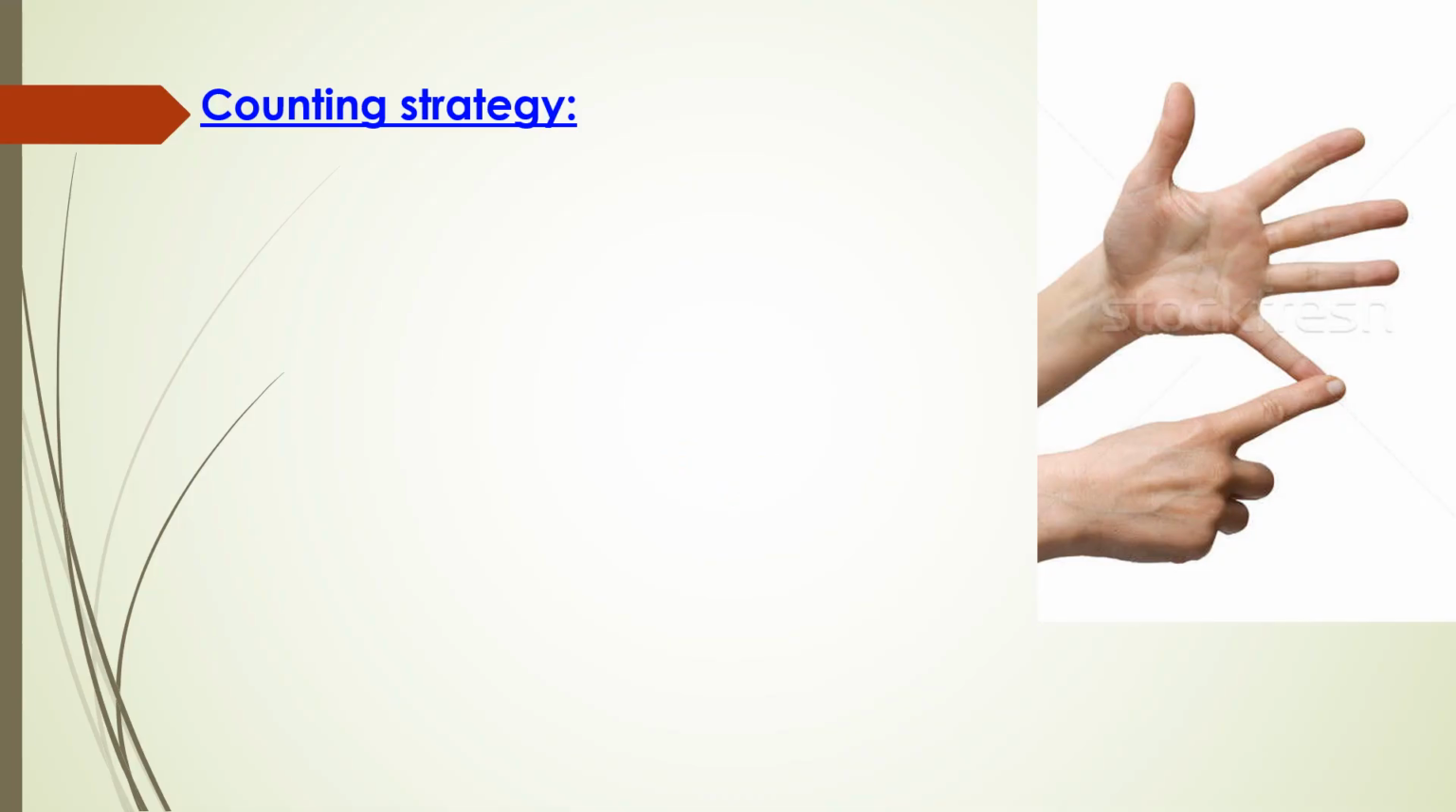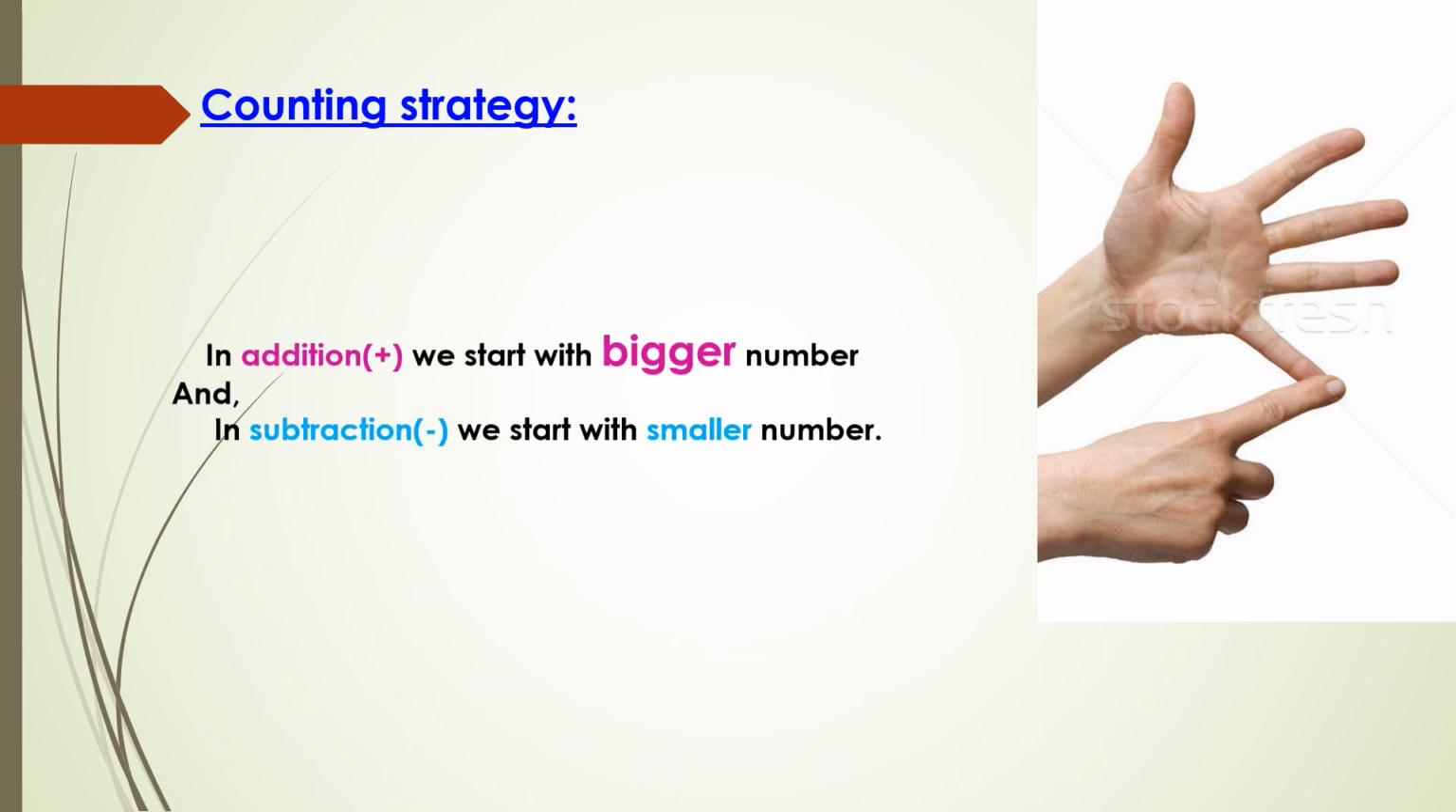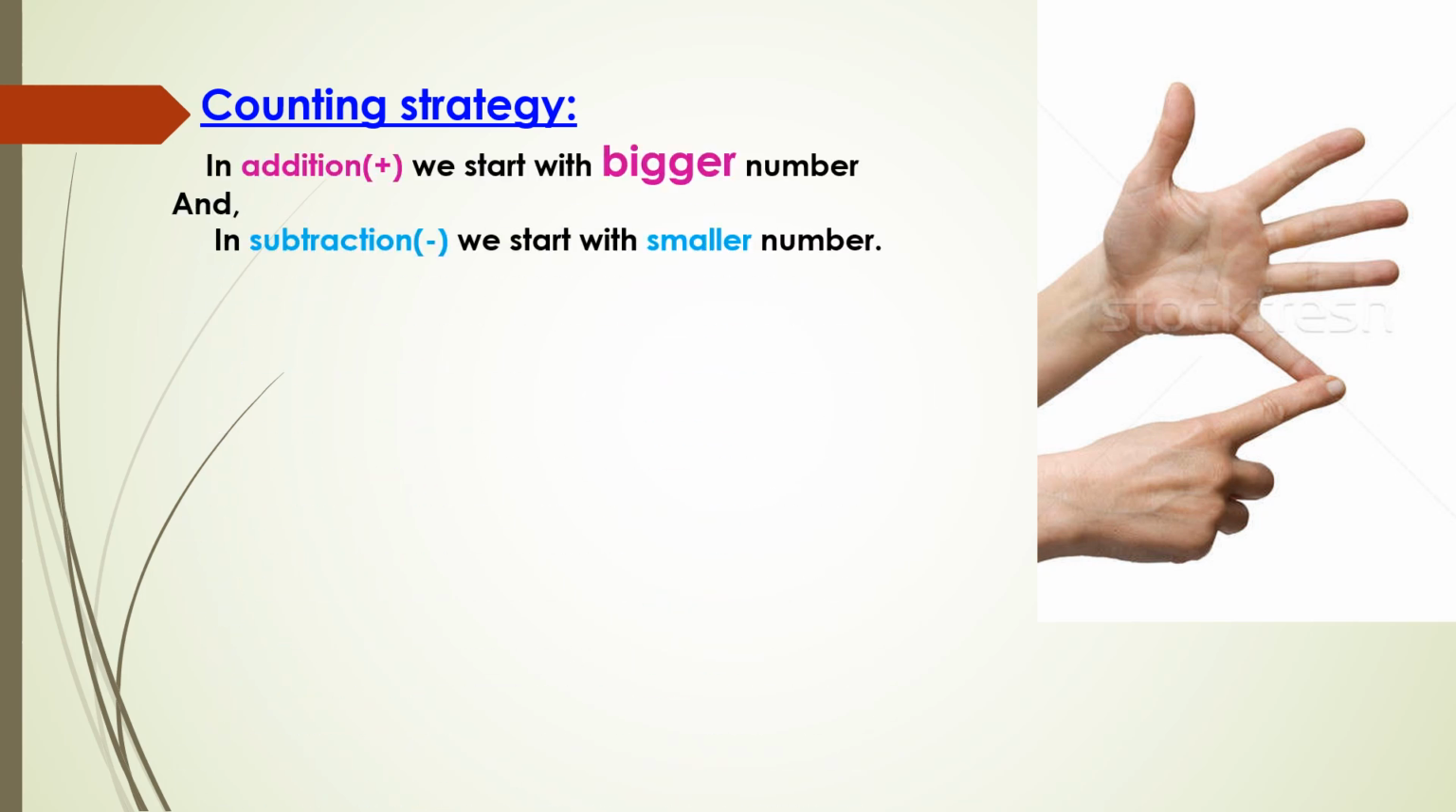Now we will study the next strategy, which is counting strategy. Counting means that I am using my fingers that will help me to solve addition and subtraction problems. In counting strategy, we have two important rules. In addition, we start with the bigger number, while in subtraction, we start with the smaller number.